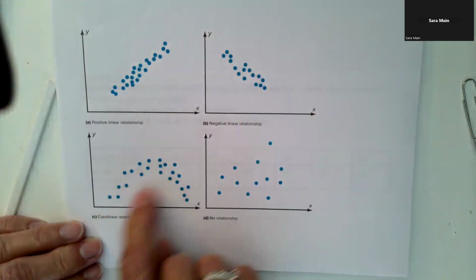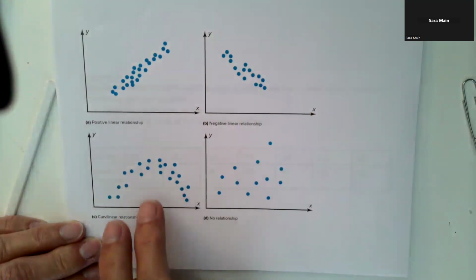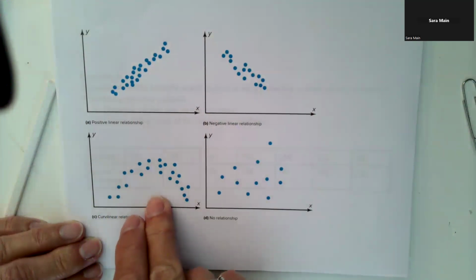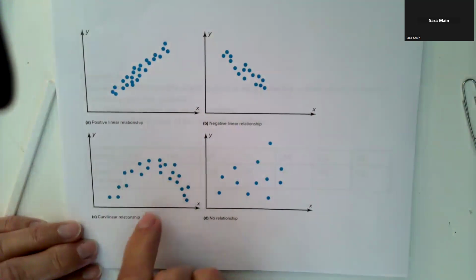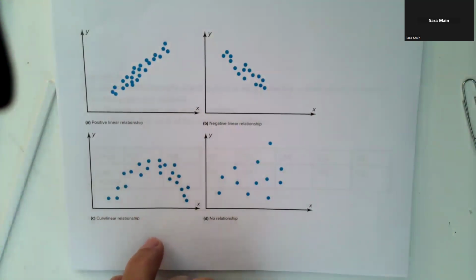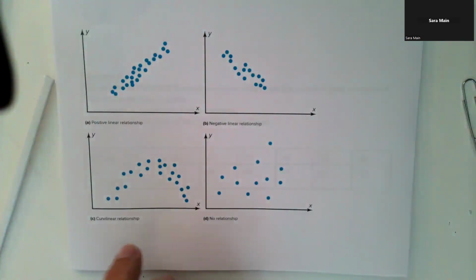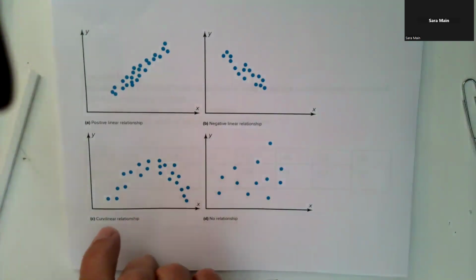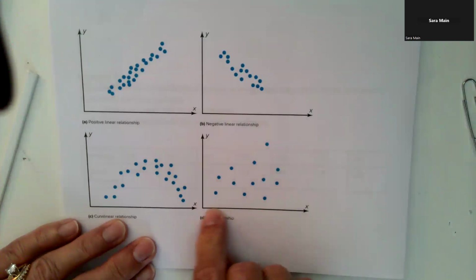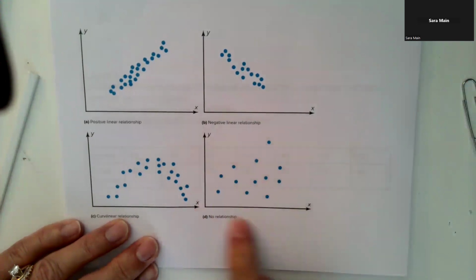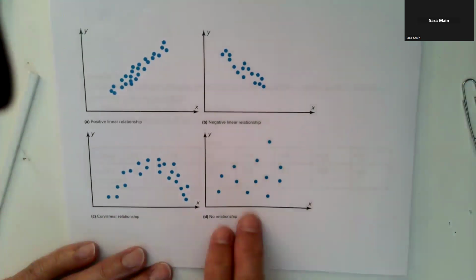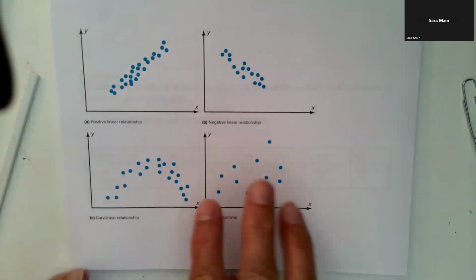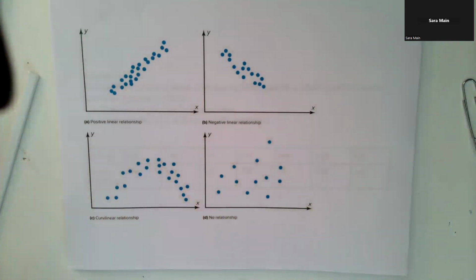And then the one down here is a curvilinear relationship. If you remember back to your algebra days, that would be called a quadratic equation. And then this one over here has no relationship. You can't really put any positive or negative to it at all.